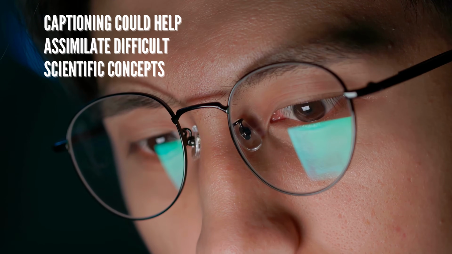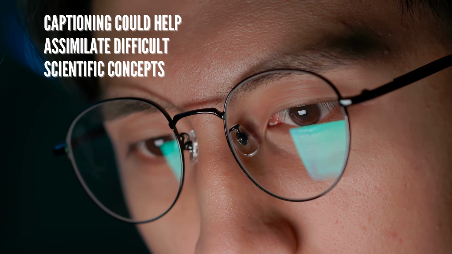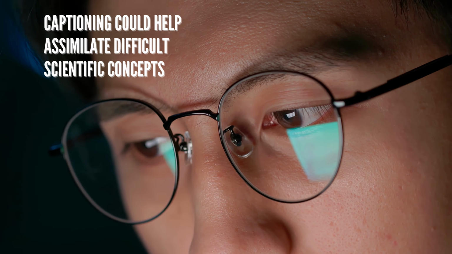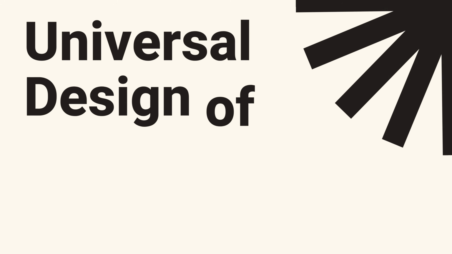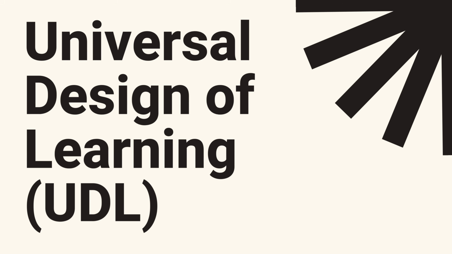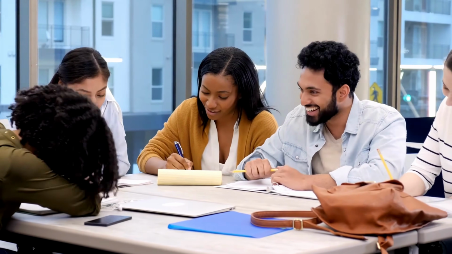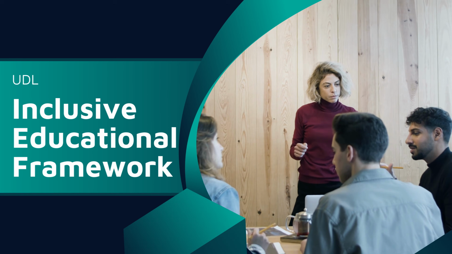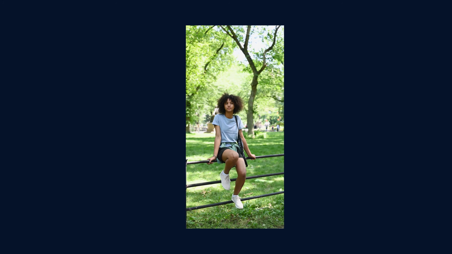Many students may want to use closed captioning on videos regardless of their hearing ability. For anyone able to read, captioning could help assimilate difficult scientific concepts and tap into the brain differently than hearing the words alone. UDL applies this same philosophy of universal design to every aspect of learning and takes into consideration learning spaces, materials, instruction, assessment, as well as core culture and behavior management. UDL is an inclusive educational framework that is built around cognitive neuroscience at its core. It attempts to remove learning barriers while maintaining course rigor.